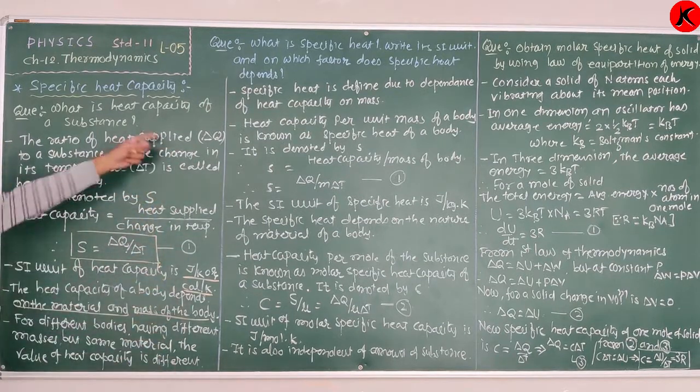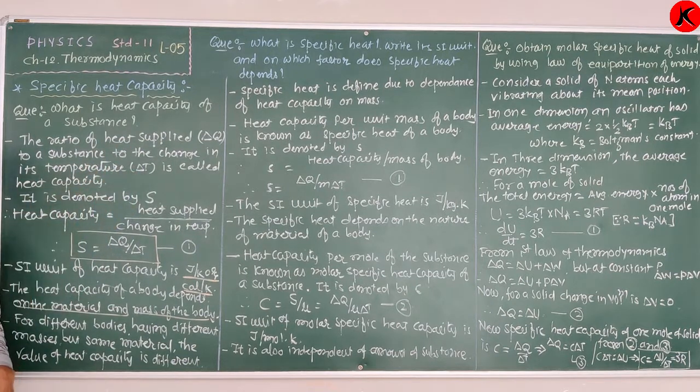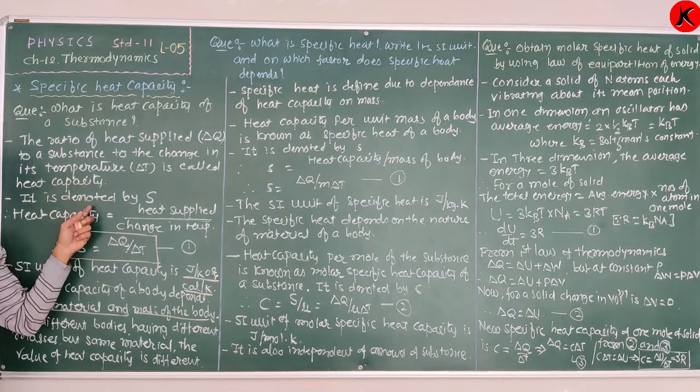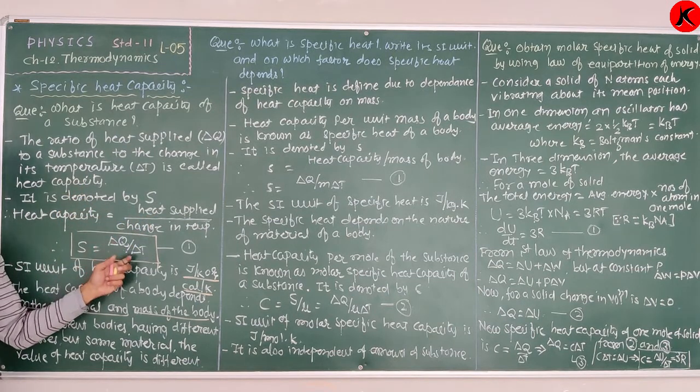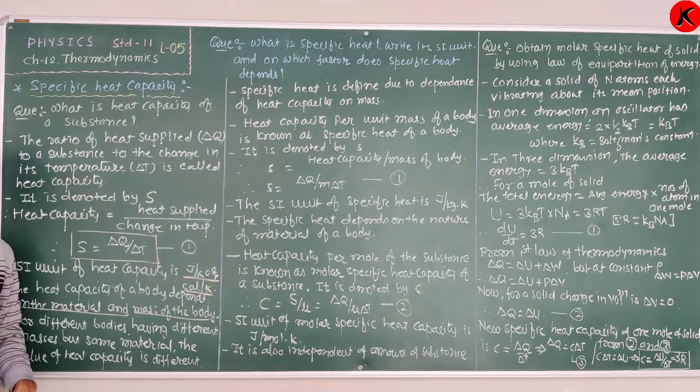So in short, heat capacity is the ratio of heat supplied to the change in temperature. It is denoted by capital S. Capital S is equal to delta Q upon delta T. SI unit is joule per Kelvin. It depends on the nature of the material and also the mass of a body.